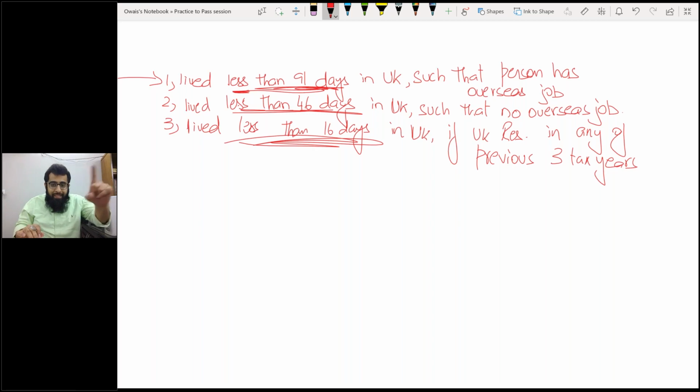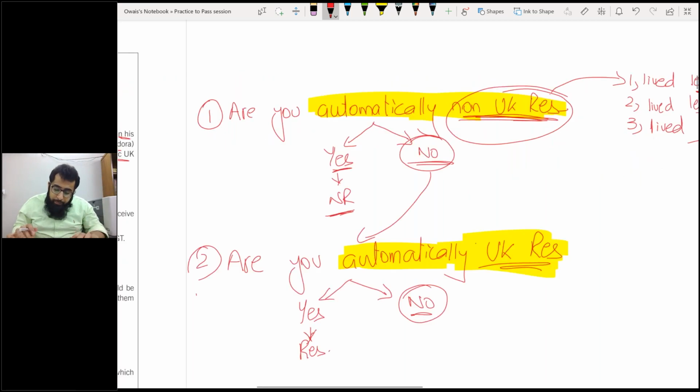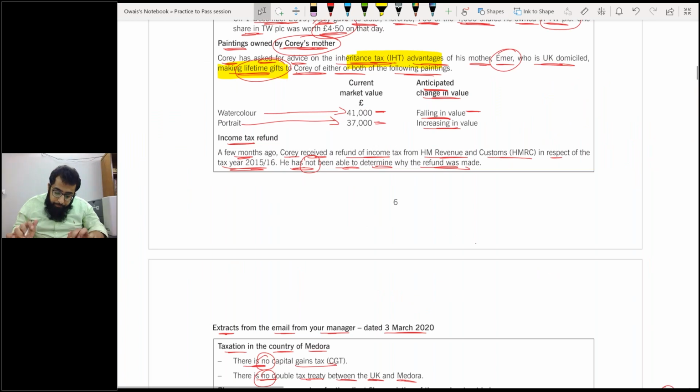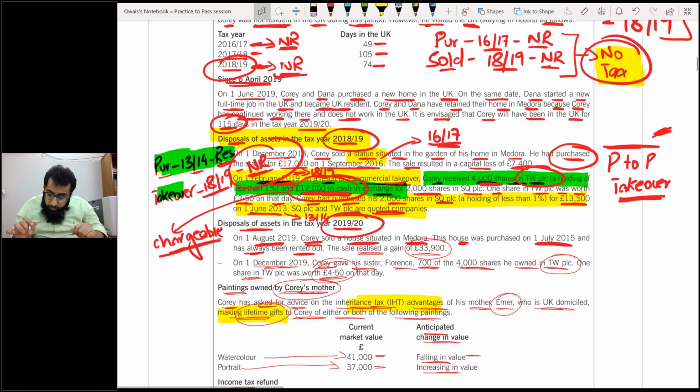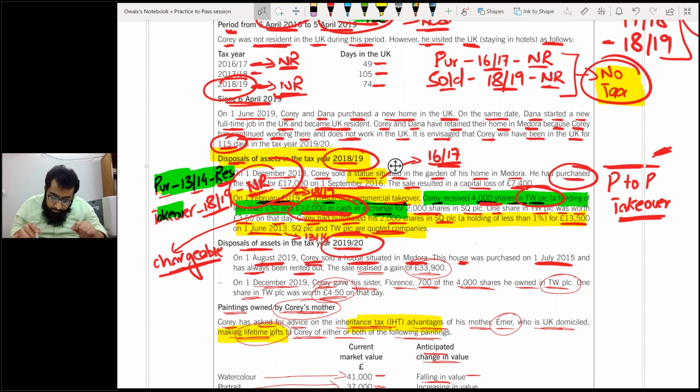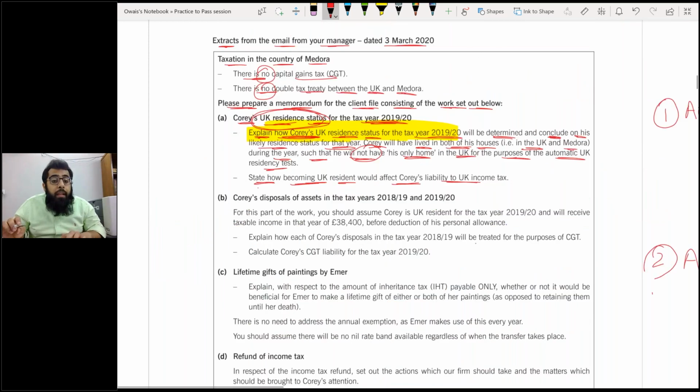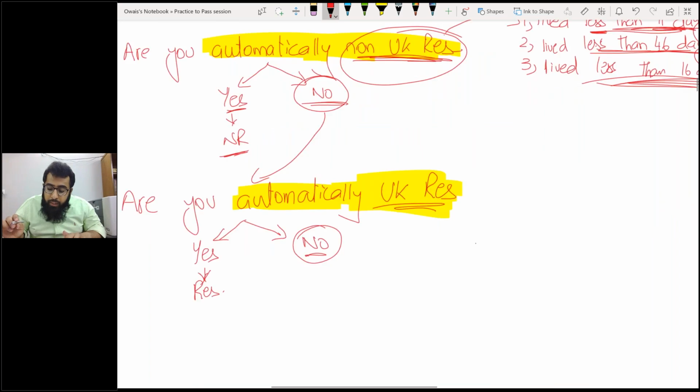Let's look at Corey. How many days did Corey live? He lived for 115. My friend Fahim, you gave a wrong answer. In 2019-20, he lived for 115 days. We are talking about 2019-20. How many days did he live? 115.